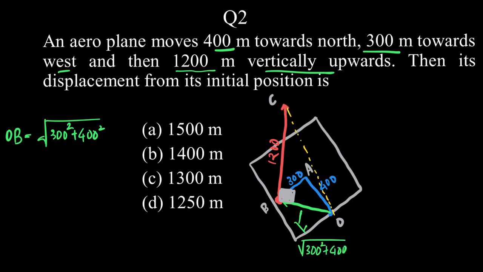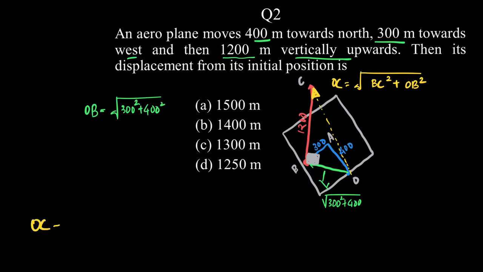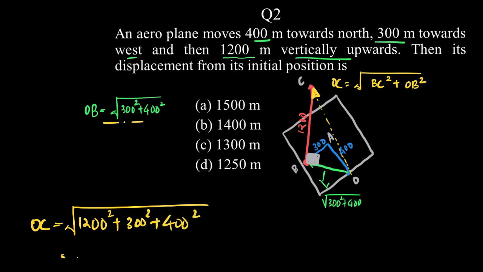Now what would be OC in this case? This vector OC will be equal to root of BC square plus OB square. Which basically means OC will be equal to root of, what is BC? BC from the figure is 1200 square. What is OB? OB is root of 300 square plus 400 square. So we'll get the final answer as root of the sum of these.